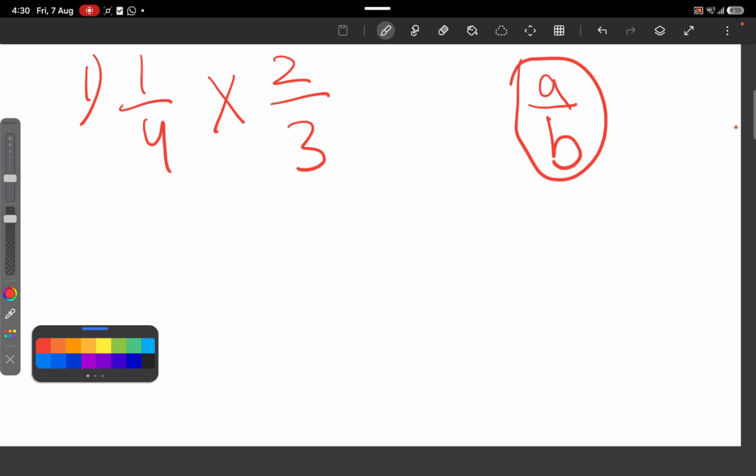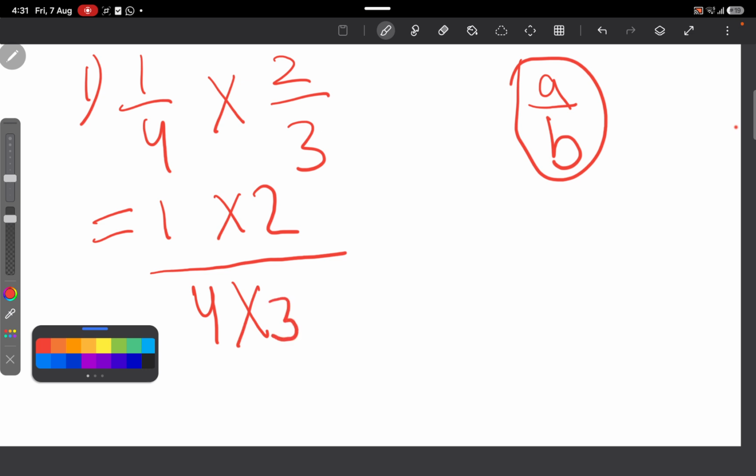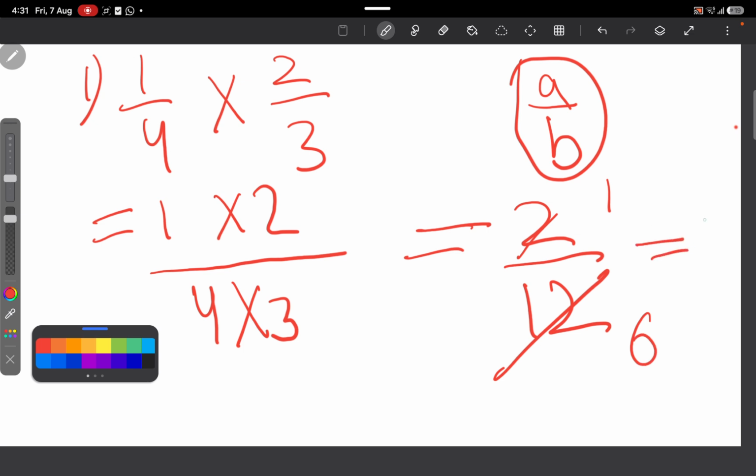Let's see. So here, what do we have to do? Basically, 1 upon 4 multiplied by 2 upon 3 means that we are doing 1 into 2 upon 4 into 3. It's that simple. You just have to multiply the numerators with numerators and denominators with denominators. And then we get 2 upon 12. And here comes the part where we will have to simplify because the common factor we have is more than 1. Here's 2, so we can cut it and get 1. Here we cut it and we get 6. And we get it in the final, singular form, which is 1 upon 6.